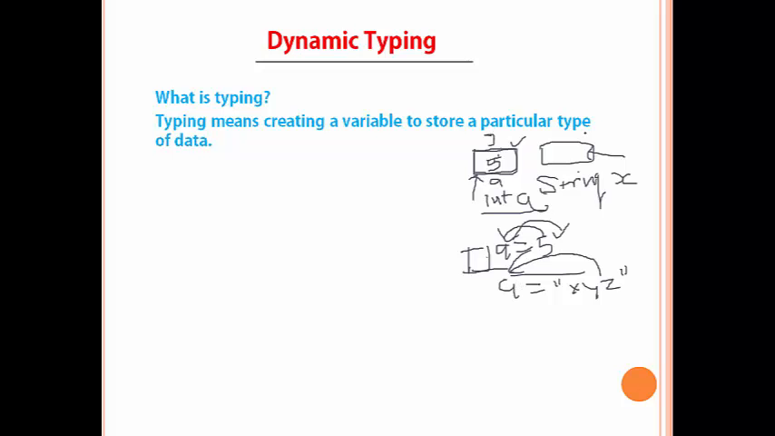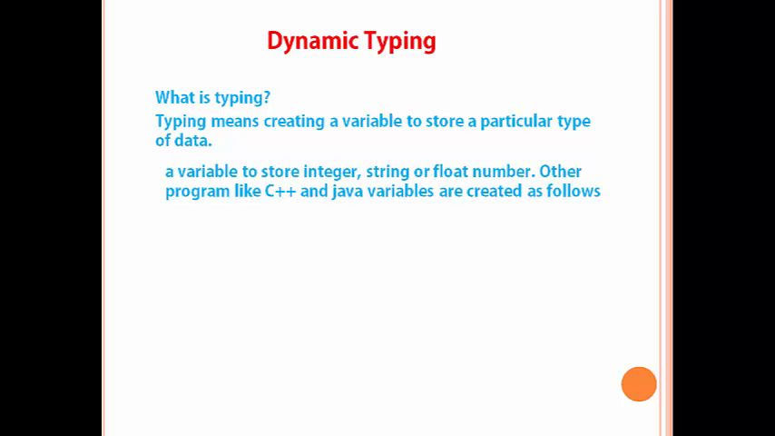That was not possible there. So what I mean to say is that while the program is interpreted, the interpreter doesn't mind what type of data you are storing in that variable. That we call dynamic typing. It means the type of the variable will be looked at only when the program runs, not before that. So a variable to store an integer, string or float number.